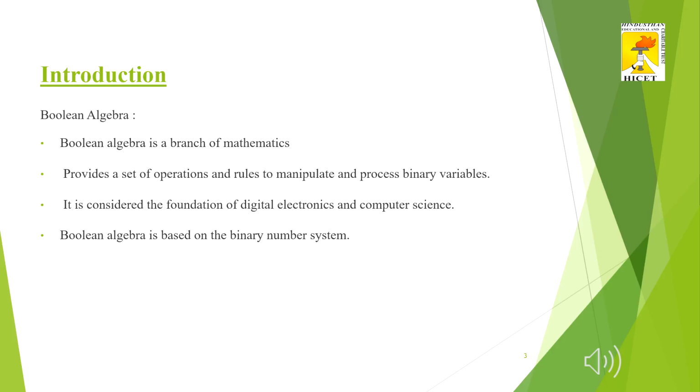So, what is Boolean algebra? Boolean algebra is a branch of mathematics and it provides a set of operations and rules to manipulate or process the binary variables, because the system only knows the binary values, that is zeros and ones. So, to process those variables, we need some set of operations and rules, right? So, with the help of Boolean algebra, we do this. Boolean algebra is based on the binary number system.